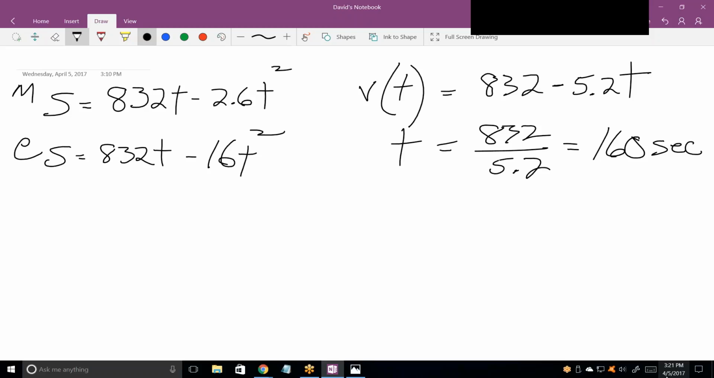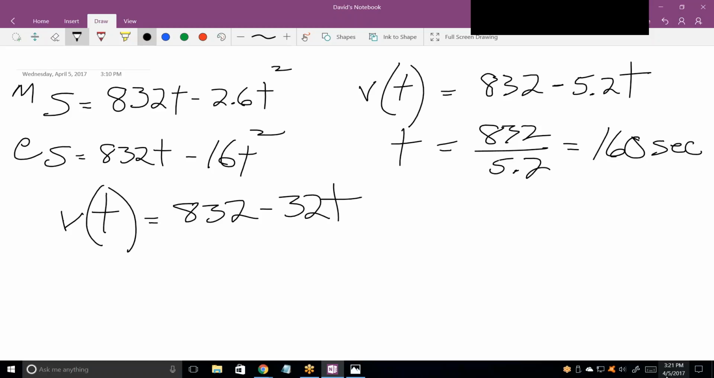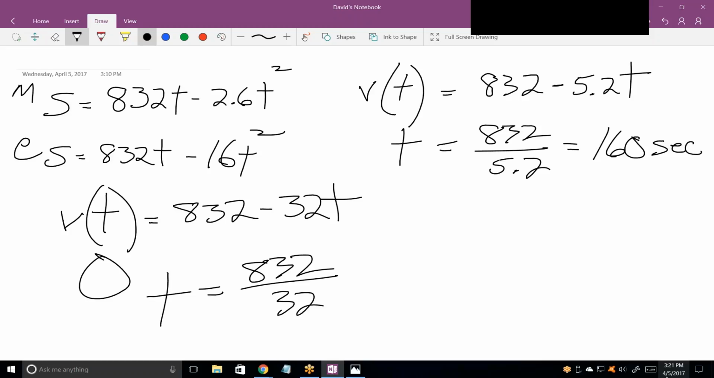And if I do the same thing to the Earth, in other words, if I want to find its velocity function, it's 832 minus 32t, set that equal to 0, and you get t equals 832 divided by 32, which is like 25 seconds, something like that. 26. Super close. 26 seconds. Yep, you're close.